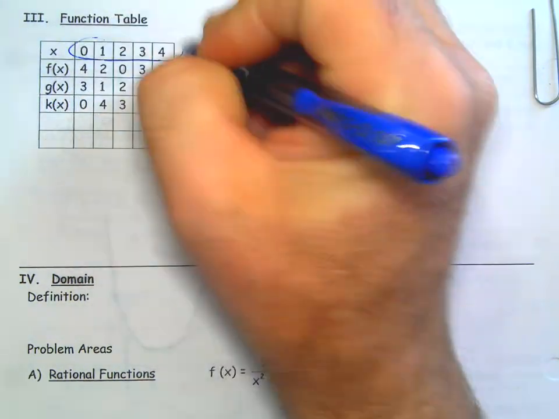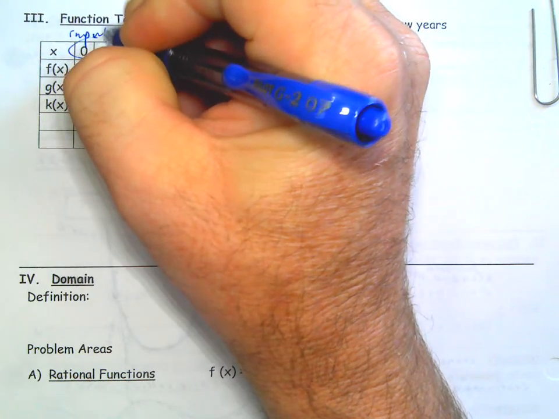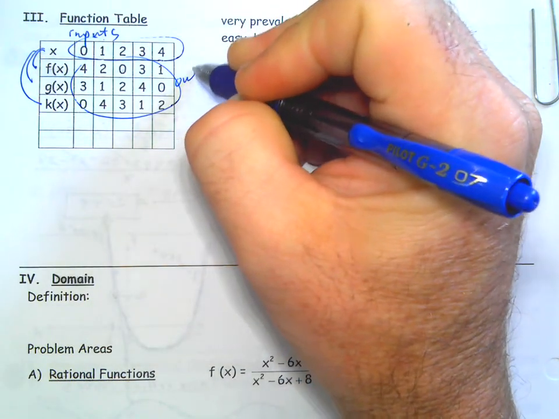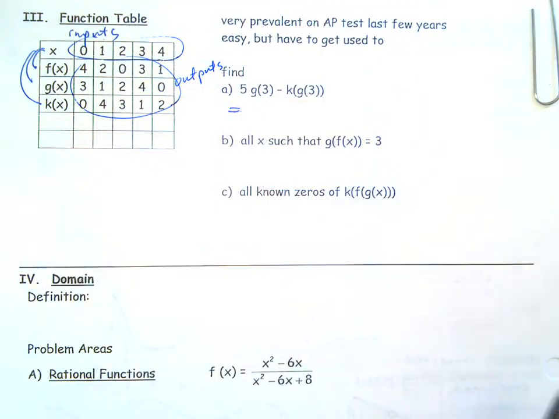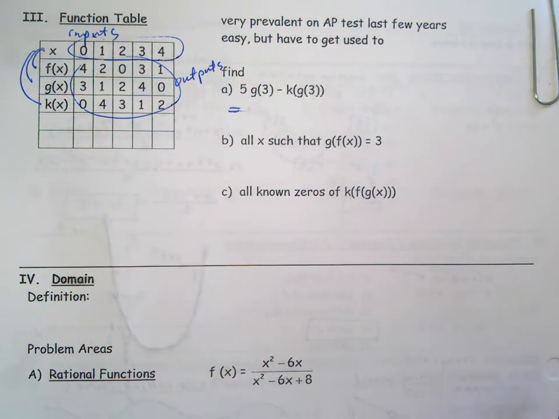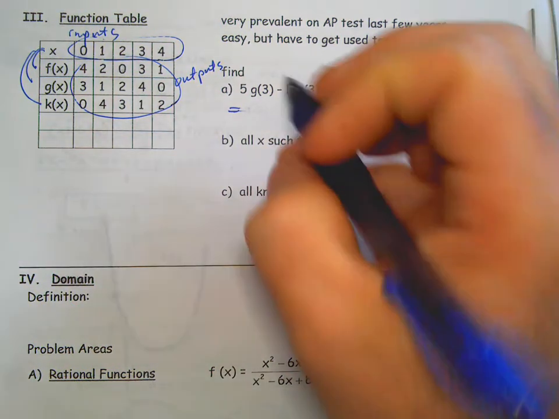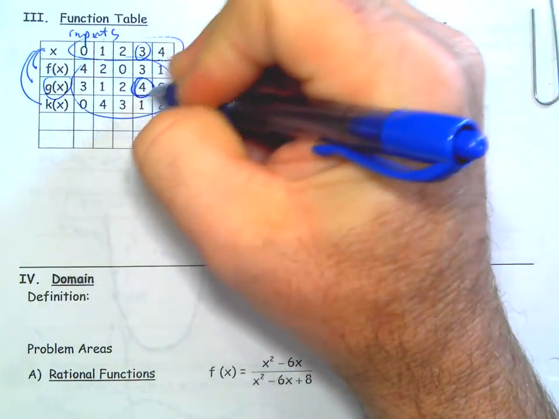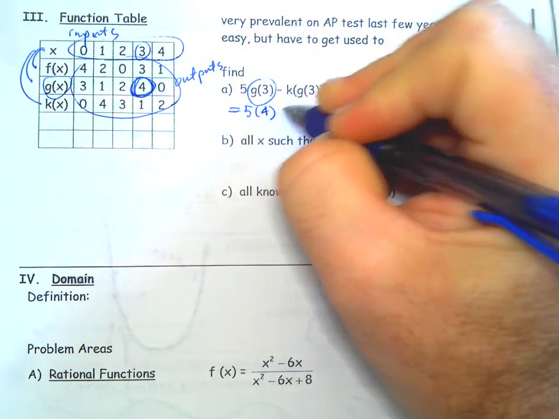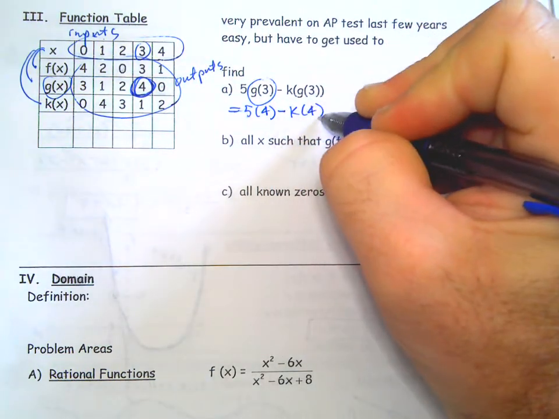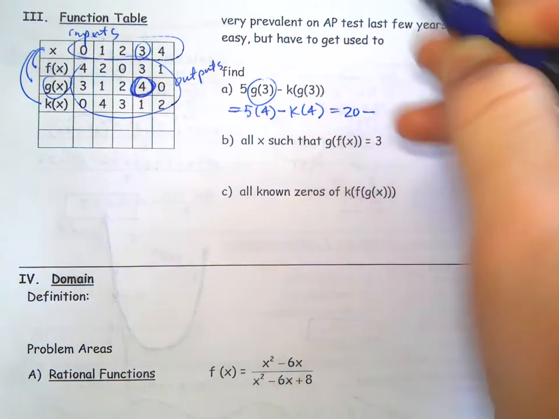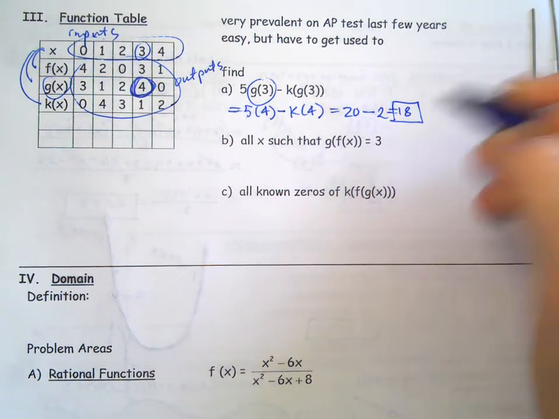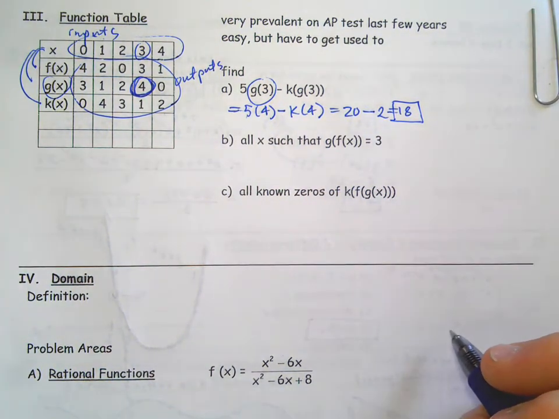So these are the inputs. These are the x values that we're plugging into these functions. So these are the outputs, or like the y values of the functions. So it's really just a bunch of information very compactly stored. So g of 3, you'd say, well, here's g, here's 3, here's g of 3 is 4, right? And it's 4 here again, and it's 20, and then k of 4 is 2. So the final answer is 18. So it's kind of an interesting, different way of giving you information.